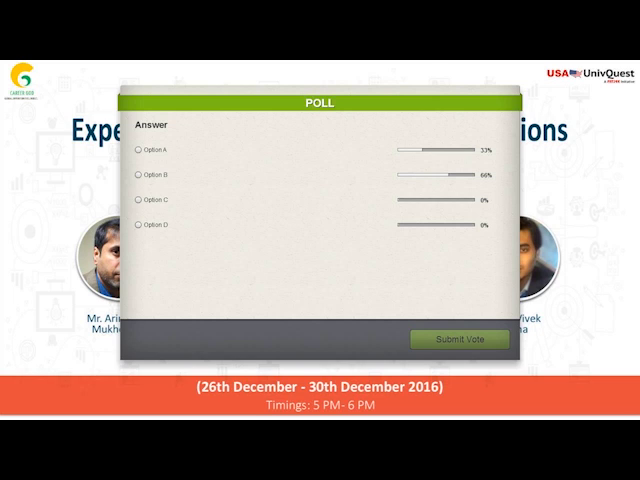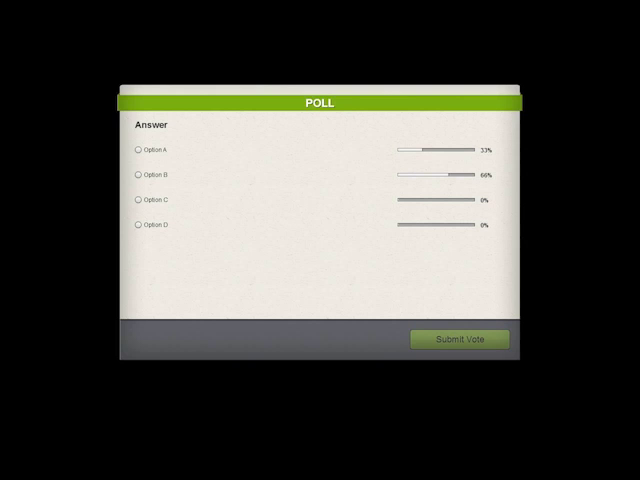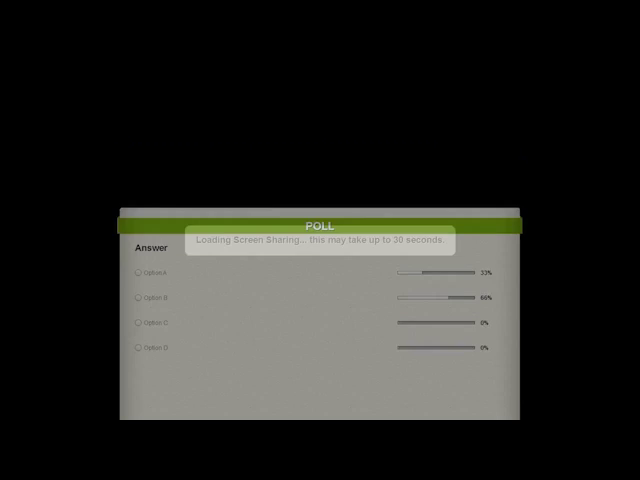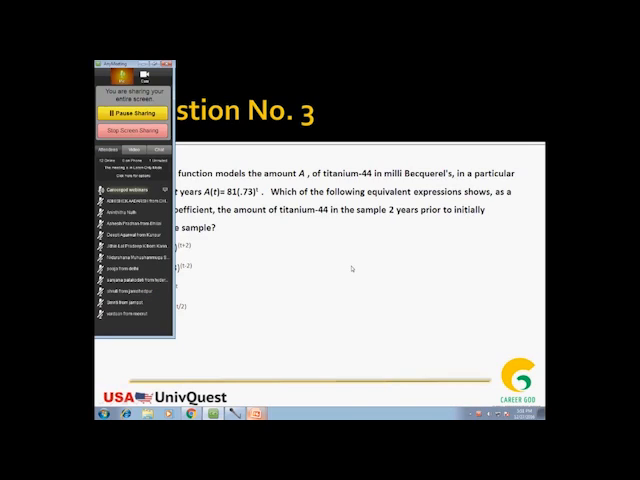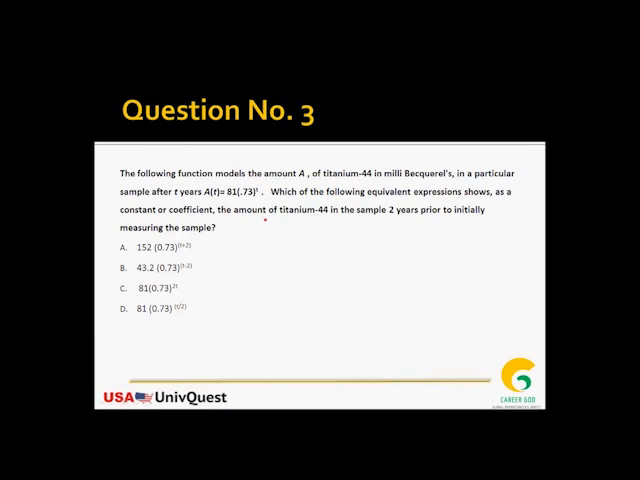Four students say option B is the correct answer. Two students say option A is the correct answer. I expect others to give the answer. If you can solve it, very good. If not, it is not an issue. So see, what is my question? Which of the following equivalent expressions shows as a constant or a coefficient the amount of titanium in the sample 2 years prior to initially measuring the sample?